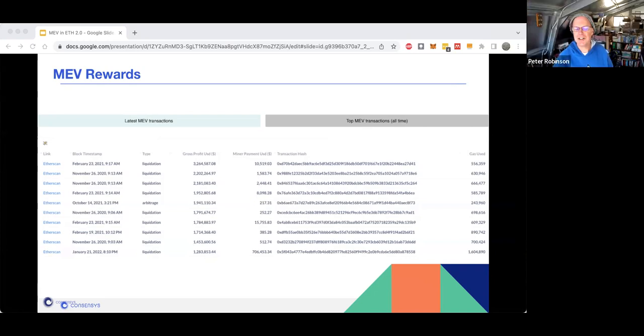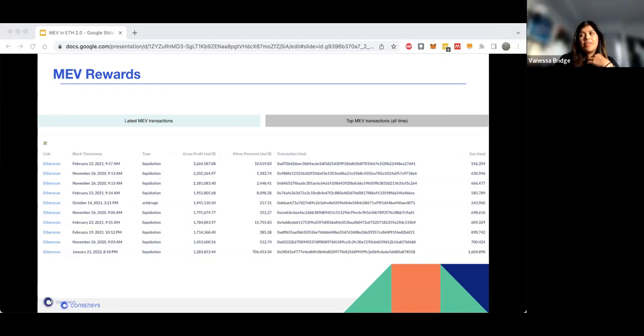Can I fire a question in? Yeah. So do you have an idea of how much liquidity was needed to make $3 million? Like, did that MEV bot have $1 billion to play with, or how much money do you need to have to make that much money?